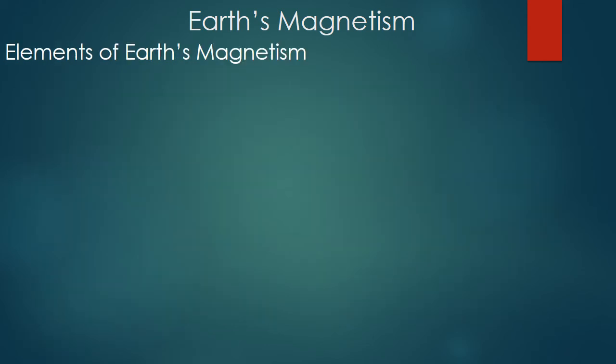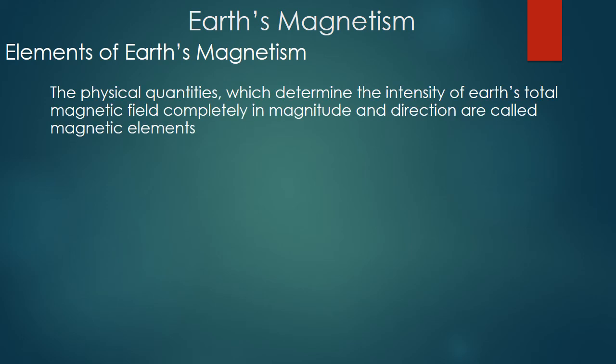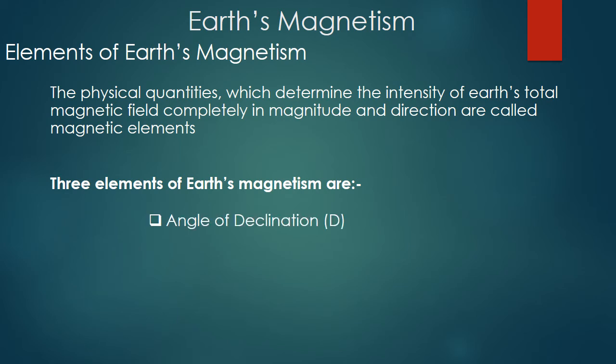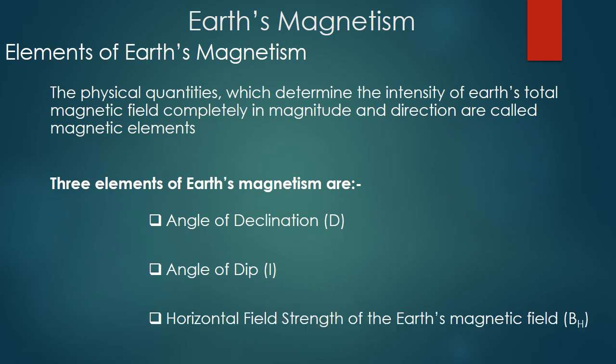Next is elements of earth's magnetism. The physical quantities which determine the intensity of earth's total magnetic field in magnitude and direction are called magnetic elements. There are three elements of Earth's magnetism: angle of declination, angle of dip, and the horizontal field strength of Earth's magnetic field.